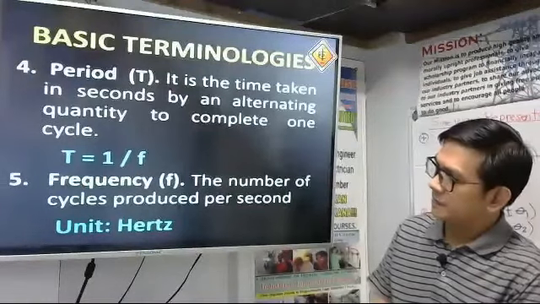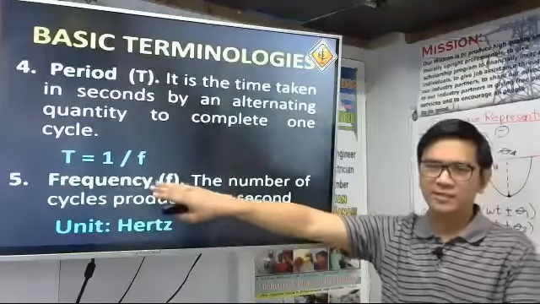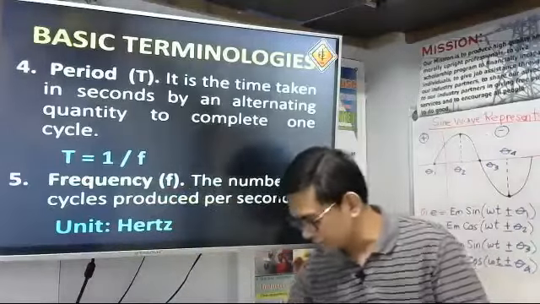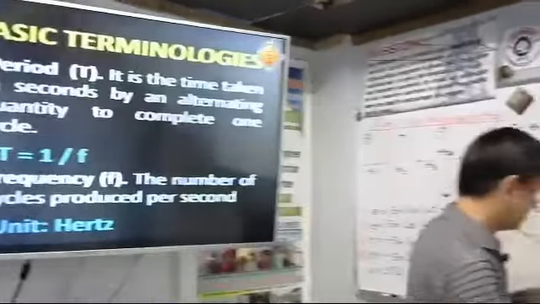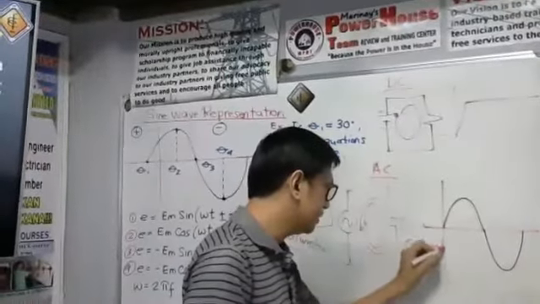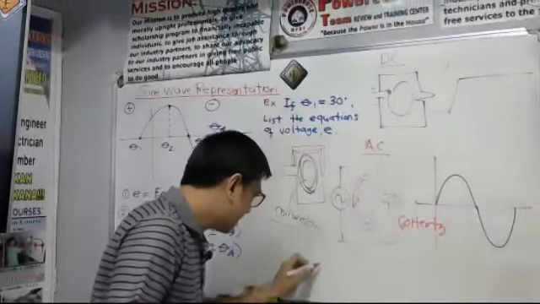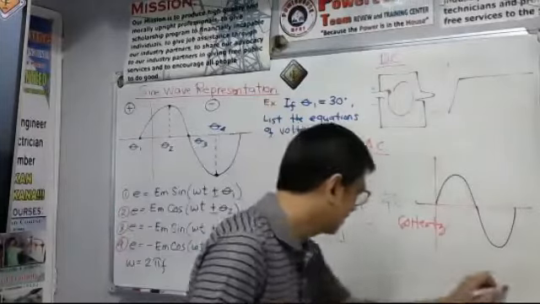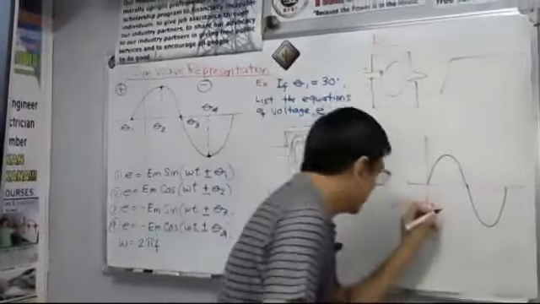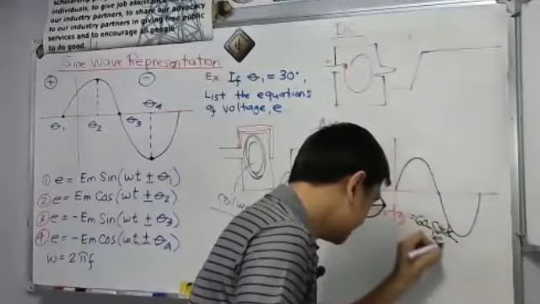Okay? Okay, I will go first with frequency. In the Philippines, we are using 60 hertz as our frequency. This is the number of cycles produced per second. The unit is hertz. So, in the Philippines, we're using 60 hertz. In India, they are using 50 hertz. So, if we mean 60 hertz, what do we mean by that? Ano ibig sabihin nun? Okay, meaning that 60 hertz is what we call 60 cycles per second.